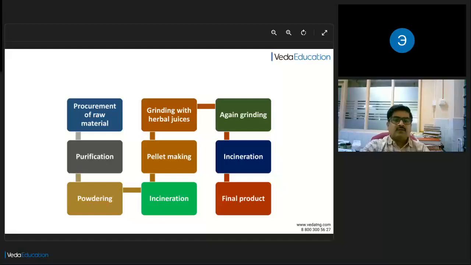Okay. So then this will be ground with the proper herbal juices, and that will be made into a paste like foam.